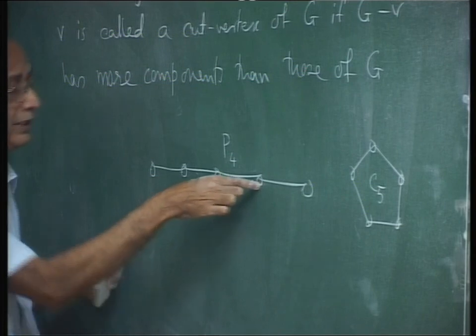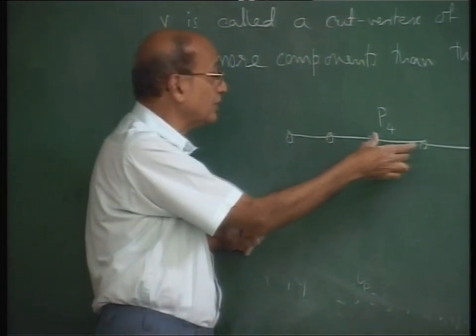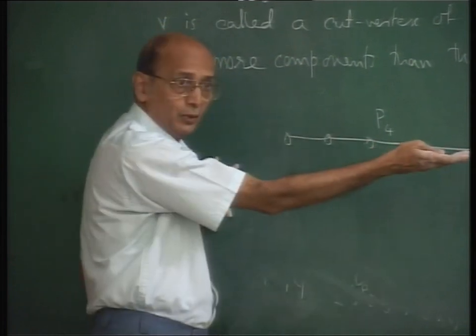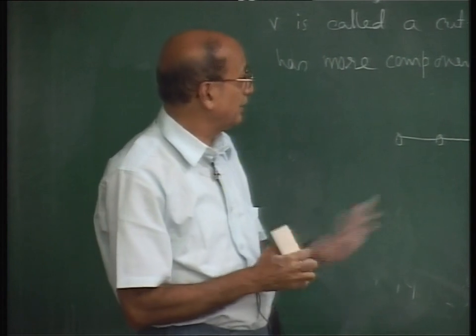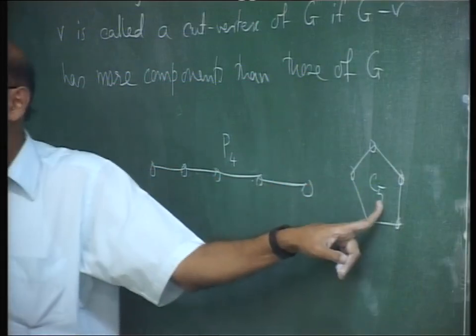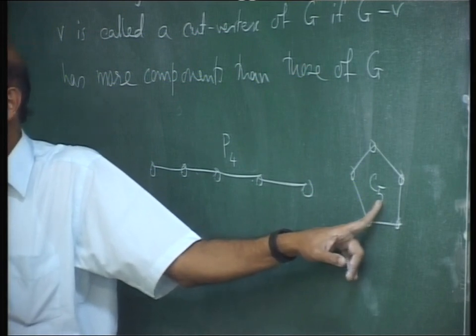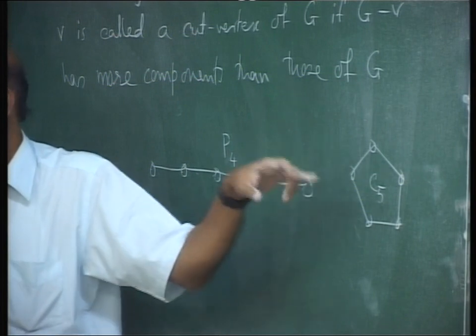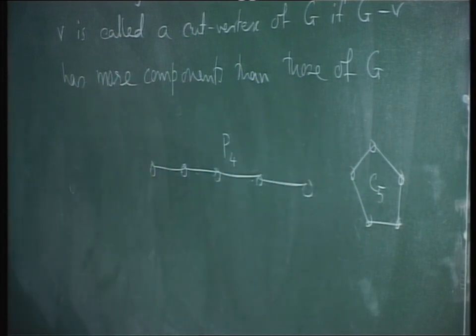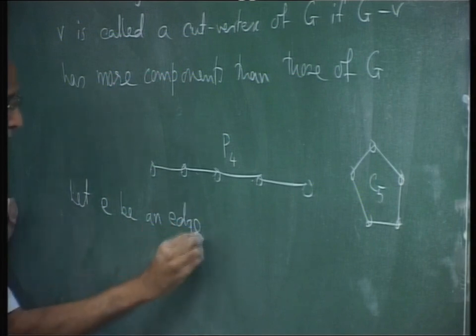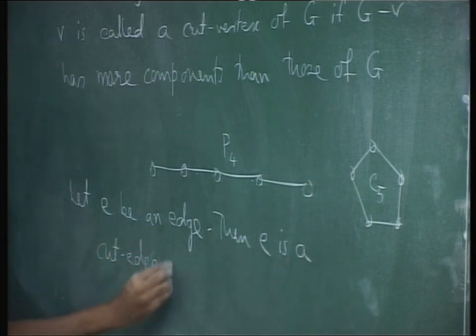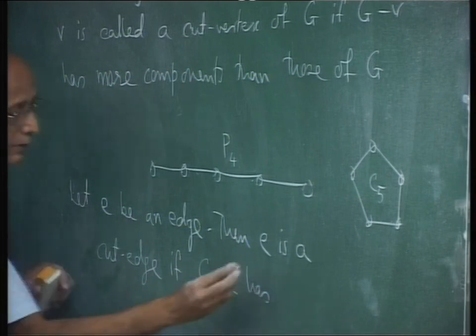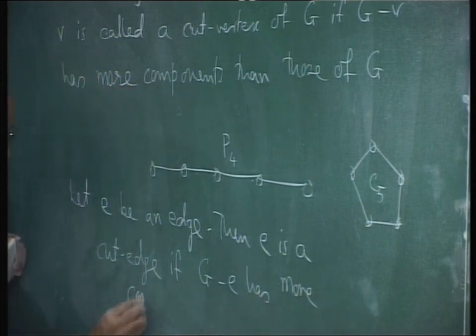Does the removal of that edge disconnect that graph? It does, because it splits it into the left portion and the right portion. How about this? Or for that matter, removal of any edge in this, does it disconnect that graph? It does. How about the same question here? For a cycle, if you remove an edge, does it disconnect the graph? No. This situation is what is called a cut edge. More components.